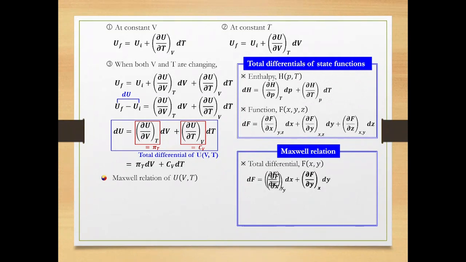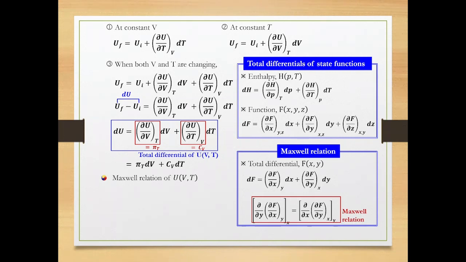Take the first slope and get the first partial derivative of the first slope with respect to the second variable y. And then take the second slope and get the first partial derivative of the second slope with respect to the first variable x. It is like the y derivative of the x derivative of f is equal to the x derivative of the y derivative of f. This mathematical relation can be applied to all state functions like internal energy, enthalpy, Gibbs free energy, and Helmholtz free energy. This is called Maxwell relation.